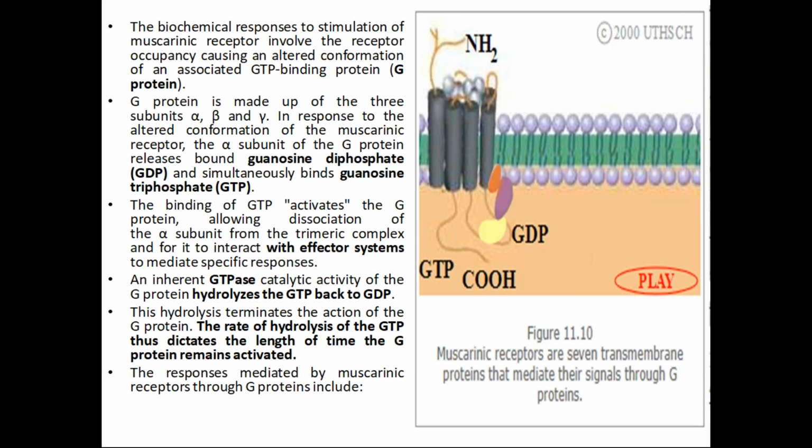If you want the transcription to happen for a longer time or for a larger event, then this G alpha subunit has to be dissociated for a longer time. For that, this acetylcholine has to hold the receptor for a longer time. I have mentioned yesterday that this acetylcholine is degraded with the help of acetylcholinesterase. Suppose this acetylcholinesterase is blocked, what will happen?